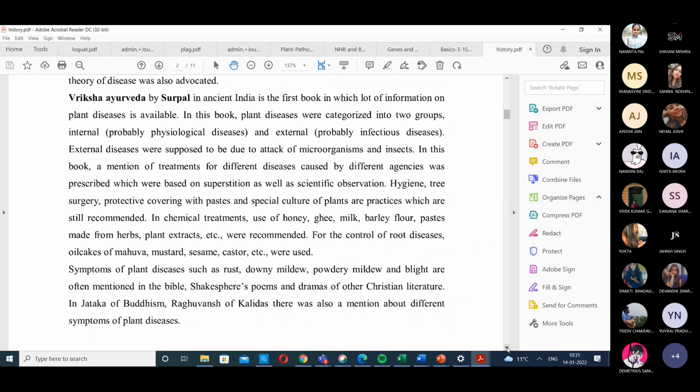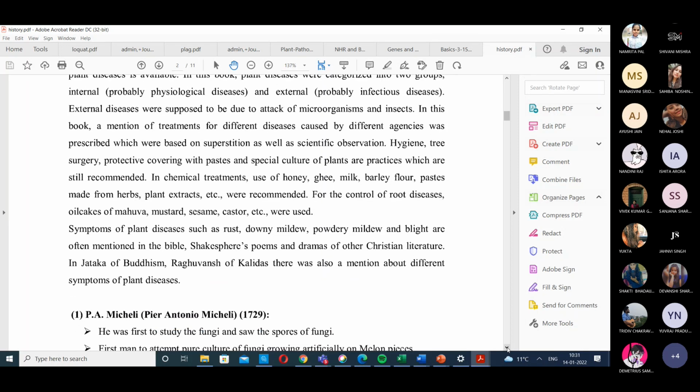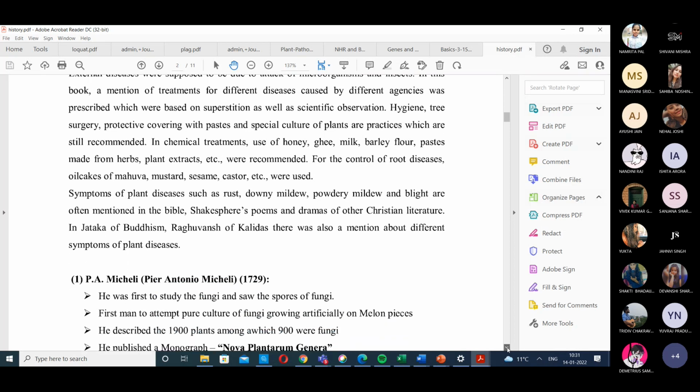Then symptoms of plant diseases like mildew, rust, and blight are also mentioned in the Bible, in Shakespeare's poems and dramas, and other Christian literature, right? So all these things are mentioned in literature all over the world, not only in Indian literature, but in the literature of Western countries also. There is some mention of these kinds of diseases, right?